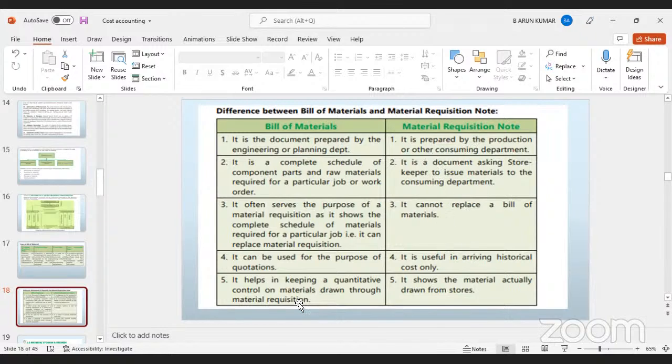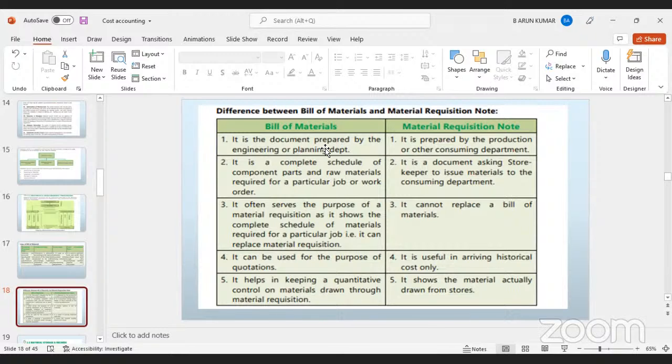It is used for different departments, and the bill of material can be used for the purpose of quotations. It is required for preparing the quotations. It is useful in arriving at historical cost only. The material requisition note is required to know how many materials we used and how many are left in the stores department. Likewise, we find the difference between the stores department and the different departments using those materials. And the final one is that it helps in keeping quantitative control on materials drawn through the material requisition.